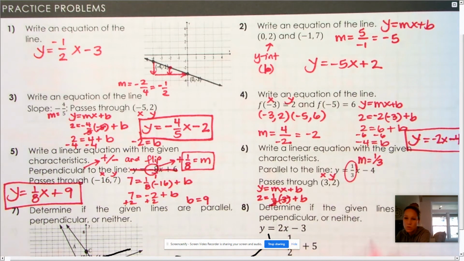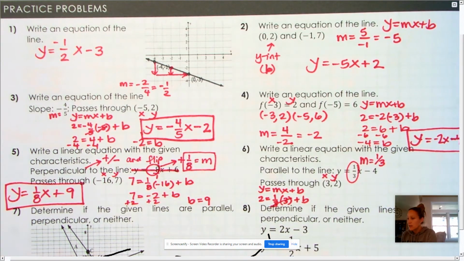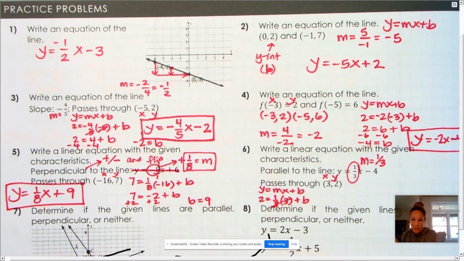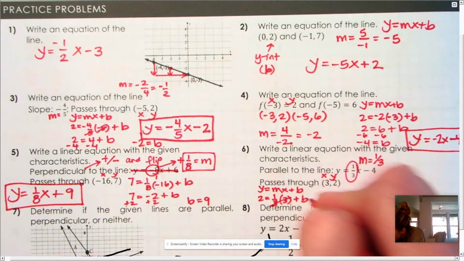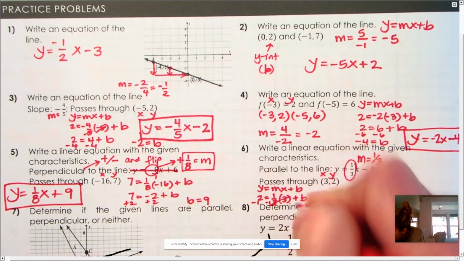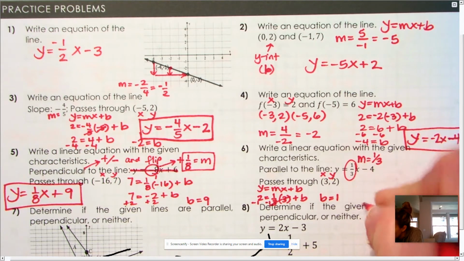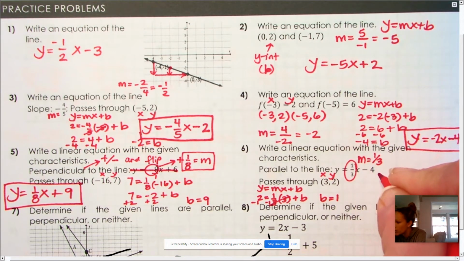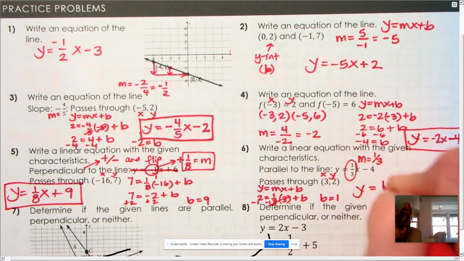Well, 1/3 of 3 is just 1, right? Those times by 3 and divide by 3 would cancel. So to get b by itself, I would minus 1 on both sides. So b is equal to 1. And I already know that the slope is 1/3. So I get y equals 1/3 x plus 1.